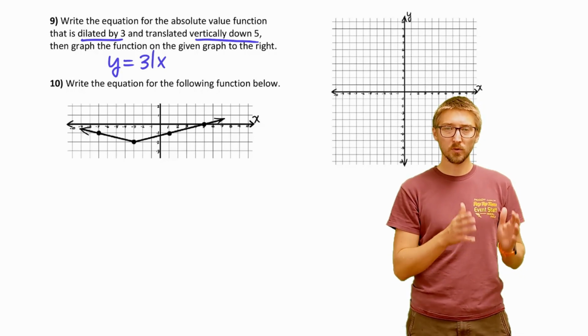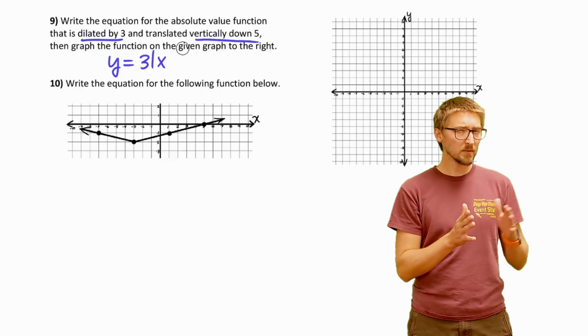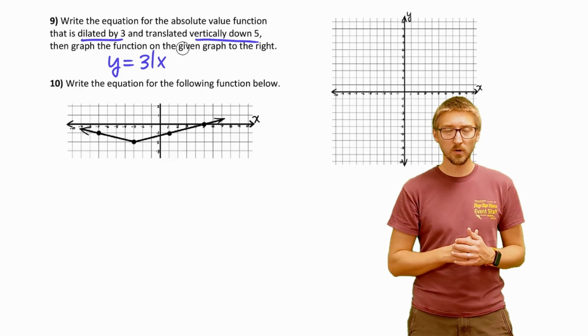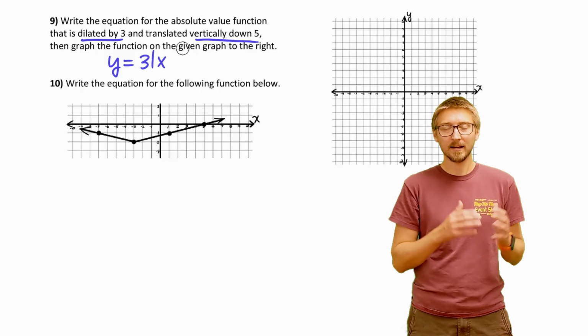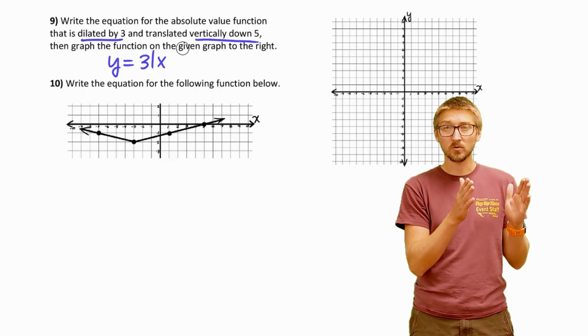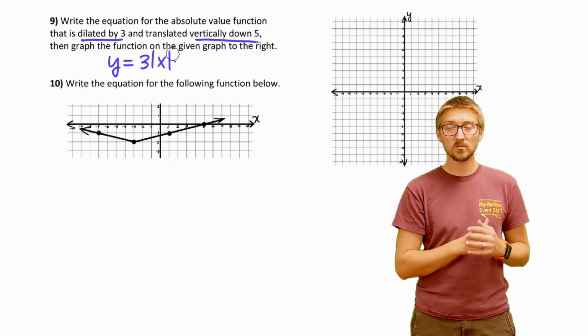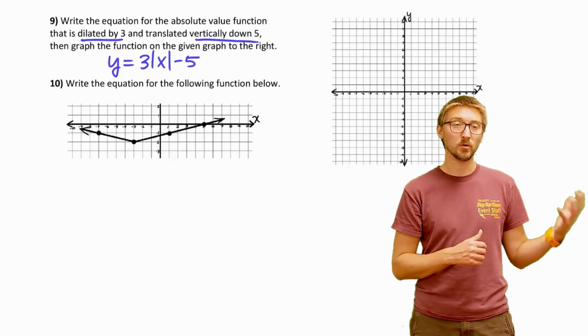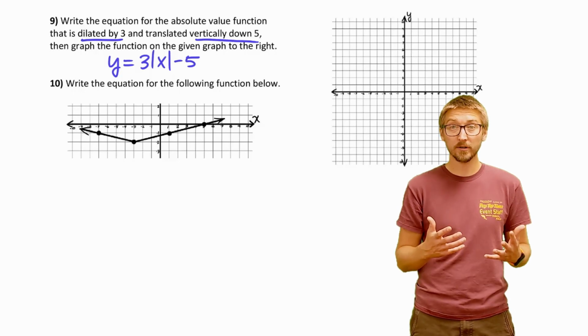After the 3, we put the absolute value of x, and sometimes I leave space in here in case I need any horizontal movements. But since this problem doesn't have anything like that, I can keep the absolute value bars close to the x. After those absolute value bars, because I am shifting it down 5, I'm going to put a minus 5. And that's your equation.